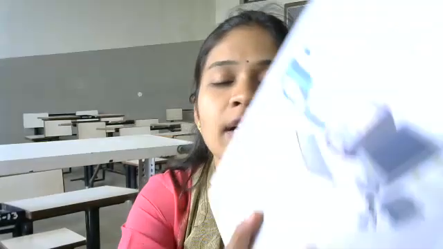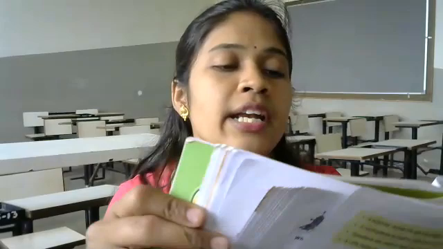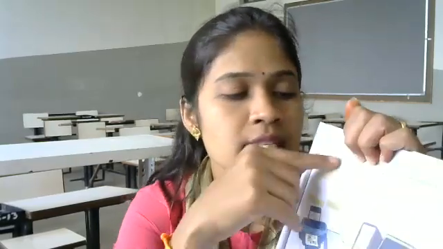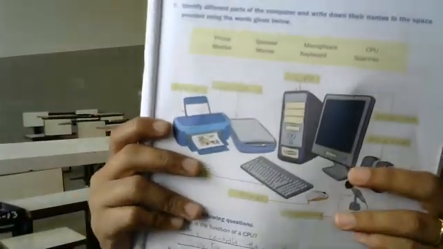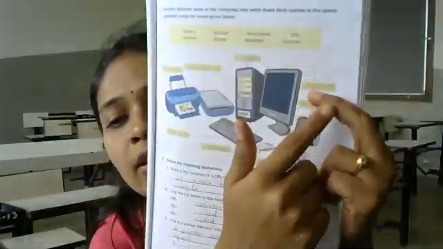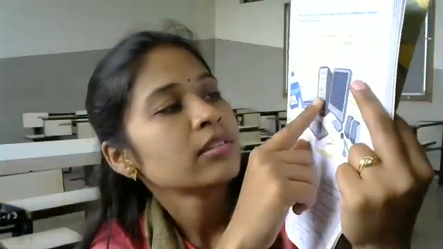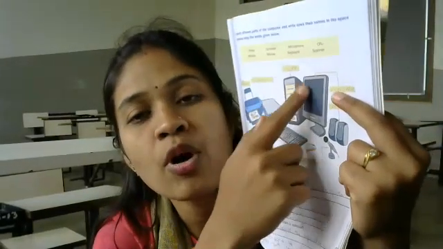Seat one is your homework. What is the seat one? Identify the different parts of a computer and write down their names in the space provided using the words given below. See here in the yellow box, they given 8 words. That part you have to identify and write their names. For this picture they provide here one box. In that box you have to write their names. It is your homework. Will you do that?